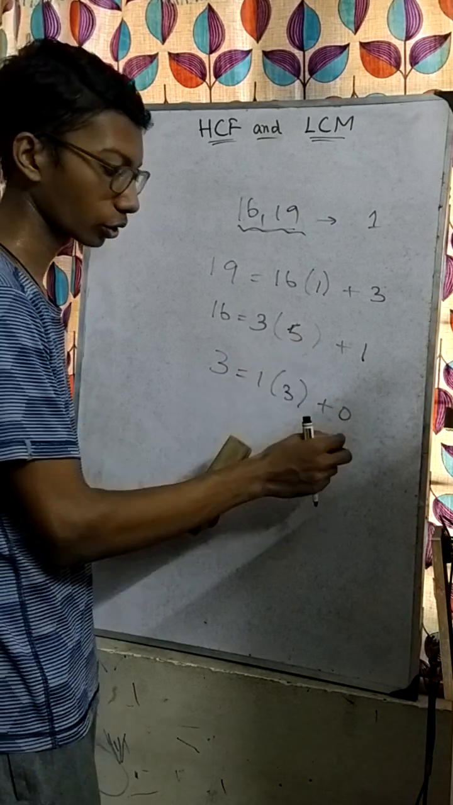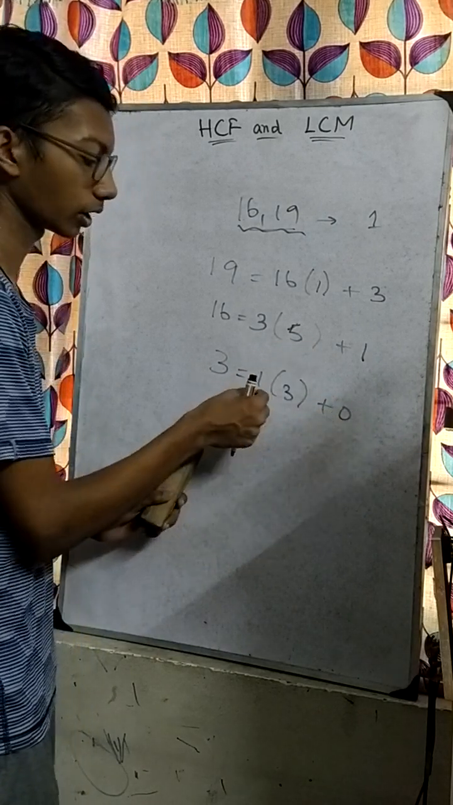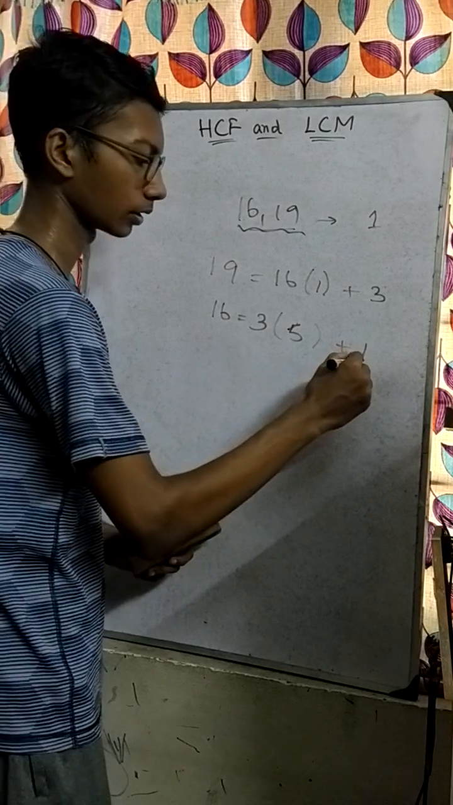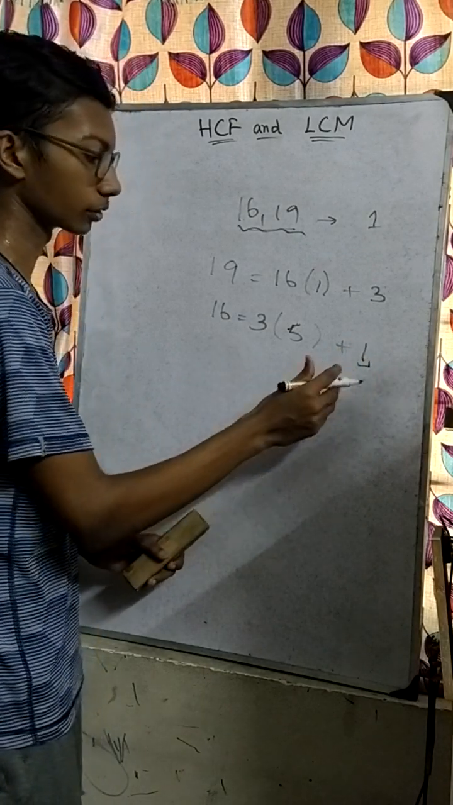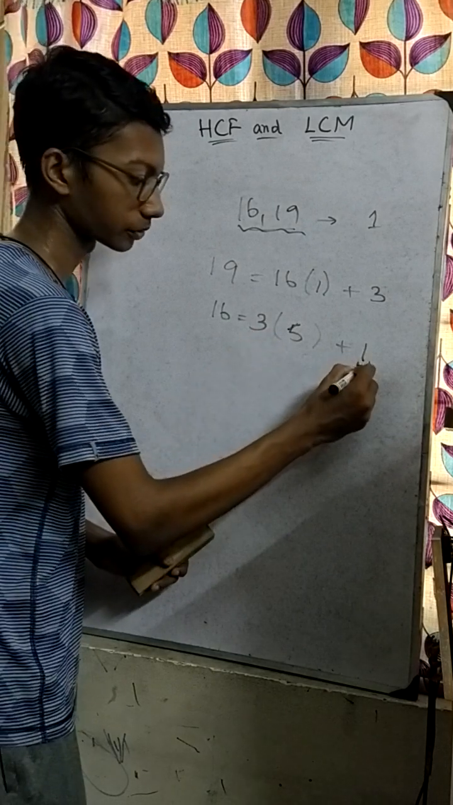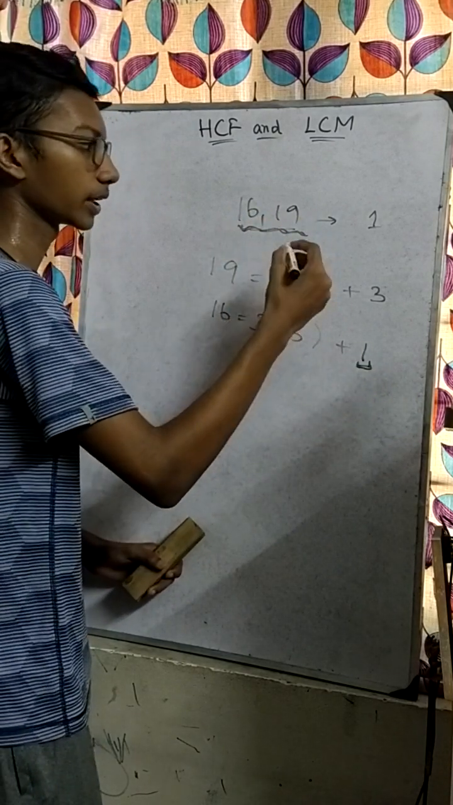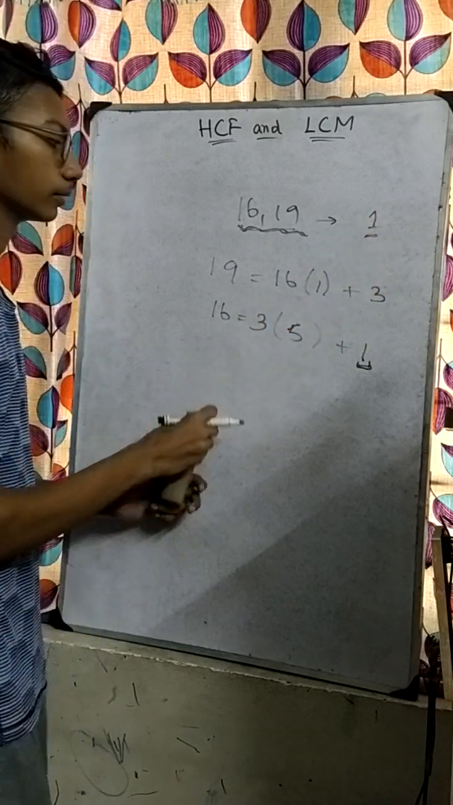then we will for sure get 0, because this is 1. So everything is divisible by 1. So we should stop here. If we get 1, we should stop there. So if it stops with 1, then the common factor or the highest common factor HCF will be equal to 1.